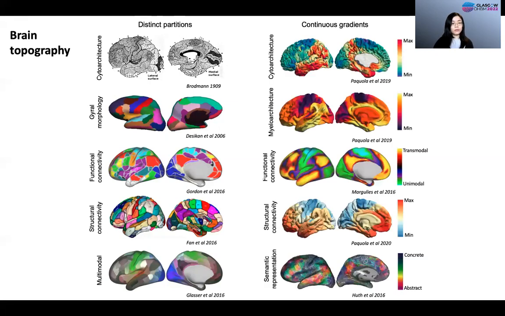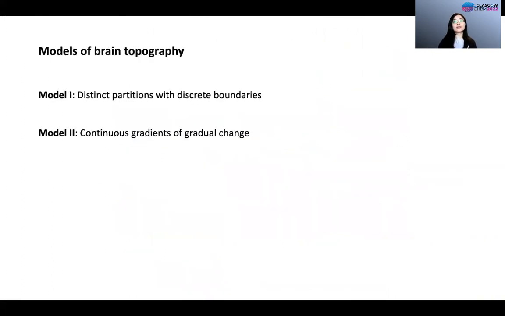However, recent studies of cortical gradients propose that the topographic variation in brain structure, function, or connectivity might be better conceptualized in terms of a set of continuous gradients with gradual change in the absence of discrete boundaries. This idea of continuous connectivity gradients somehow challenges the traditional notion of brain organization, and leads to the contention or debate about whether the brain is organized into discrete partitions or continuous gradients. So here are two seemingly contradictory models of brain topography.